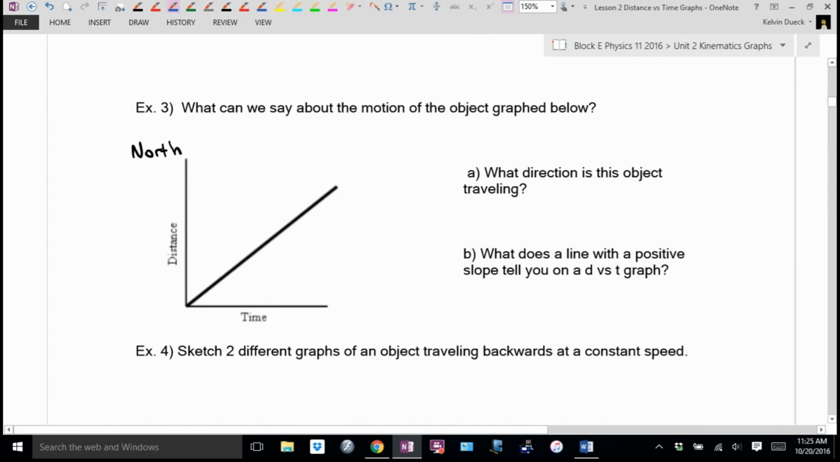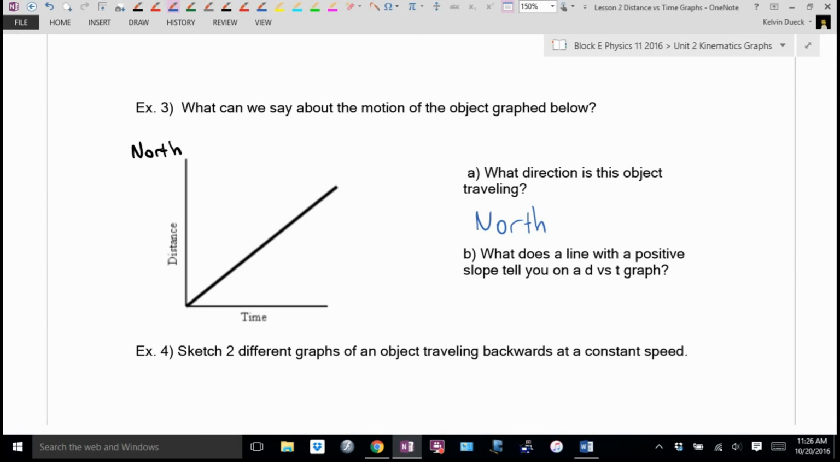What can we say about the motion of the object graph below? What are we graphing? Distance versus time. Oh, they've added something else. As your height increases, apparently that is north. Okay. So, A, what direction is this object traveling? North. That's right. What would it look like if it was traveling south? Move down. Oh, okay.